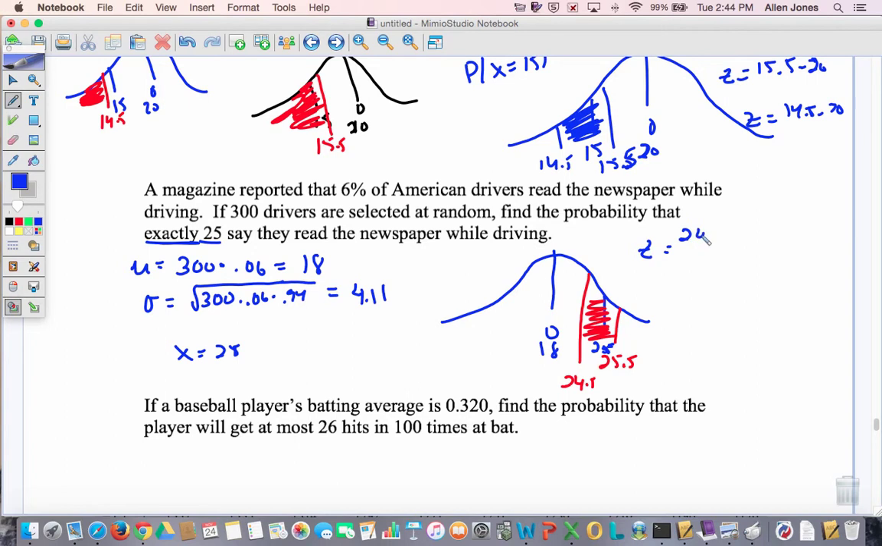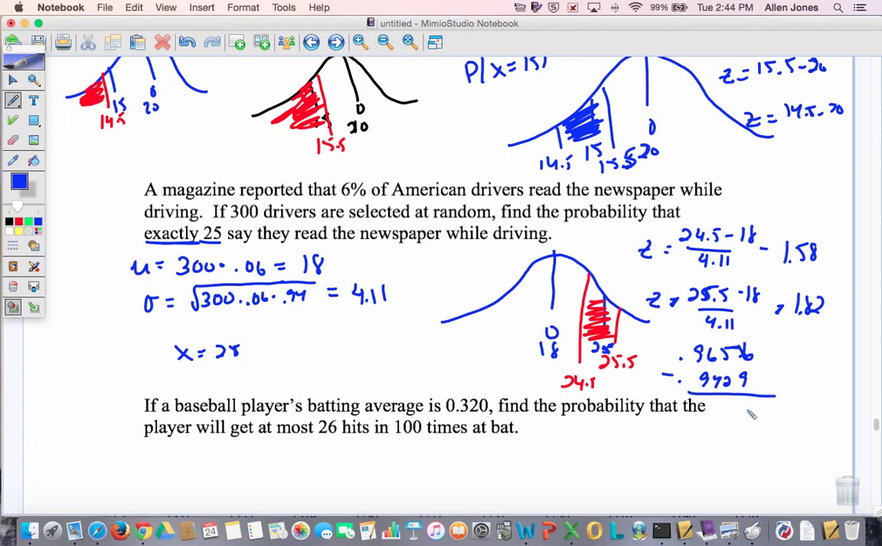So for the first one, my z-score is 24.5 minus 18 over my standard deviation of 4.11, and that gets me 1.58. My second z-score is 25.5 minus 18 over 4.11, and that gets me a z-score of 1.82. When I look up those values from our table, table E, I get 0.9656 for 1.82, and I get 0.9429 for 1.58. I'm going to subtract those, and my probability is 0.0227.